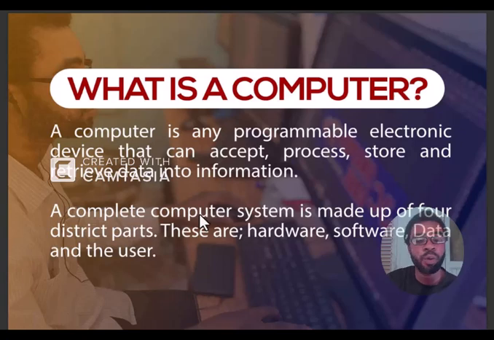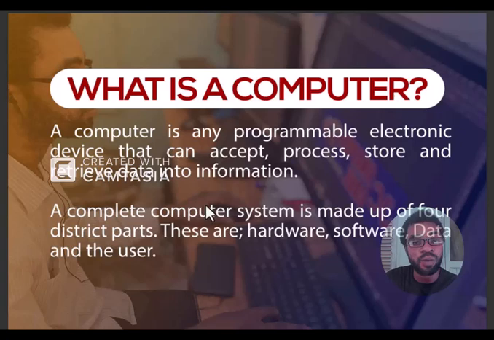So what is a computer itself? A computer is any programmable electronic device that can accept, process, store and retrieve data into information. A complete computer system is made up of 4 discrete parts, which are the hardware. When you talk of the hardware, it is the physical components of the computer. An example is the screen, monitor, the keyboard, mouse and other stuff.